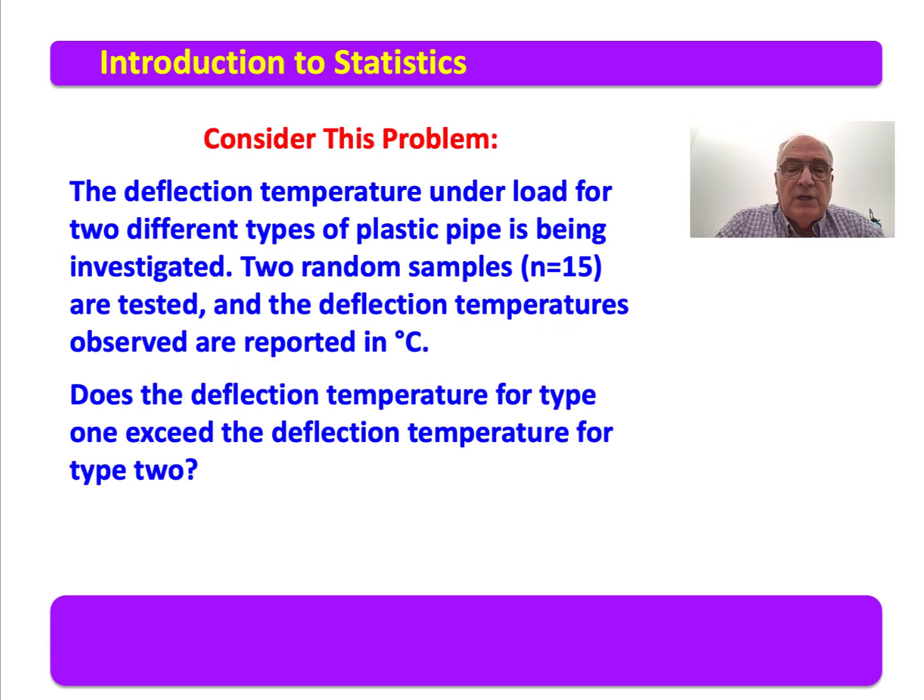Here's a problem, and then we're going to talk about this problem. Consider the problem. The deflection temperature under load for two different types of plastic pipe is being investigated. Two random samples, n equals 15, are tested, and the deflection temperatures observed are reported in degrees centigrade. Now, deflection temperature is the temperature at which the pipe yields under a given weight. As the temperature gets hotter and hotter, at what point does the pipe bend? Does the deflection temperature for type 1 pipe exceed the deflection temperature for type 2? That's going to be our idea.